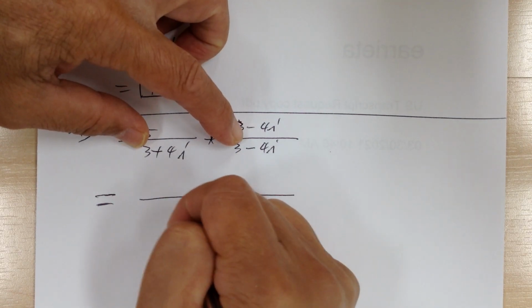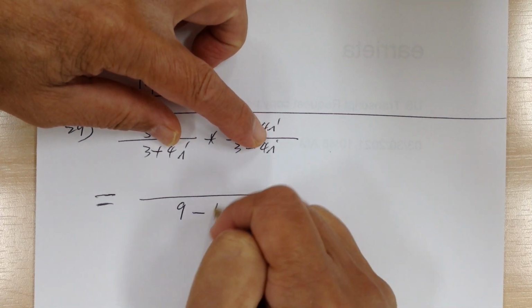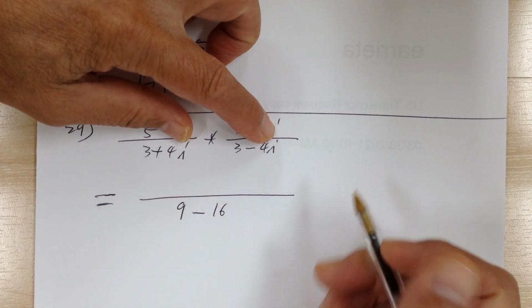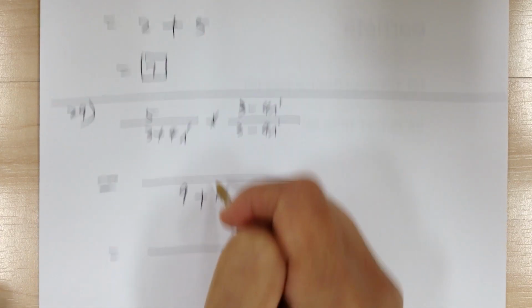So 3 times 3 is 9. Plus times minus is minus. 4 times 4 is 16. i times i is -1, so this becomes plus. So you can take care of the bottom first, and this will give you 25.